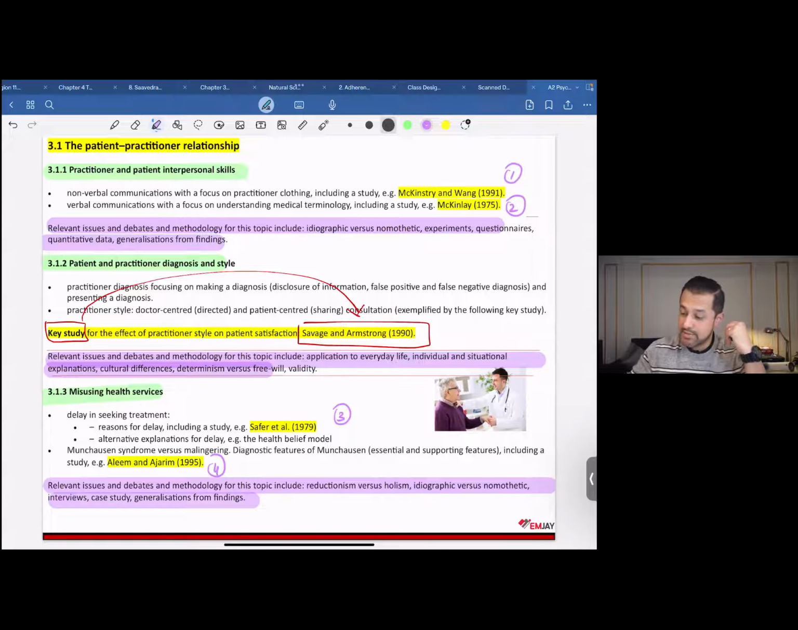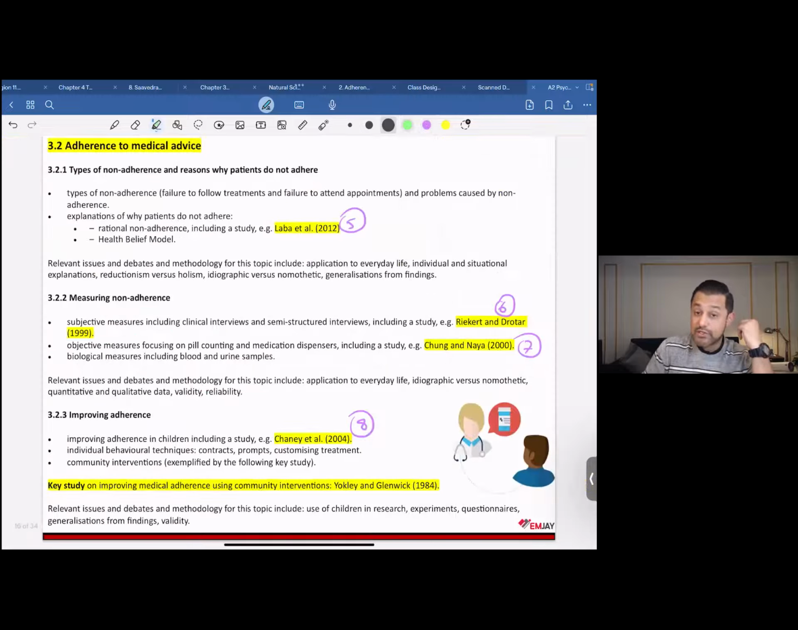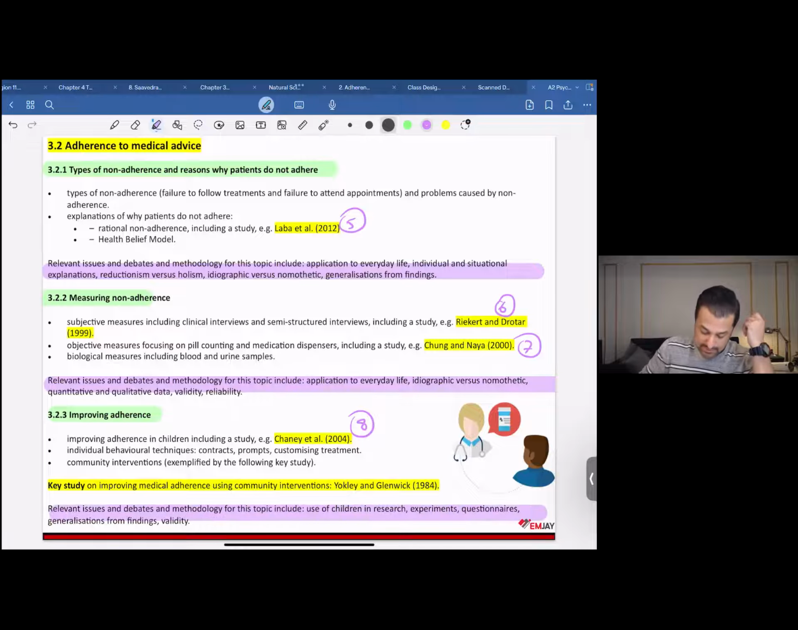Now, taking this a step further, moving on to the second unit of the second chapter, that is adherence to medical advice. If you have a look at this, these are the three sections. Along with the three sections, these are the relevant issues and debates in purple. And this is a key study by Yockley and Glenwick. However, these are the numbers that you see over here as 5, 6, 7, and 8. These are all example studies.